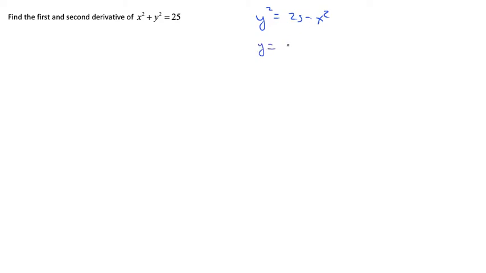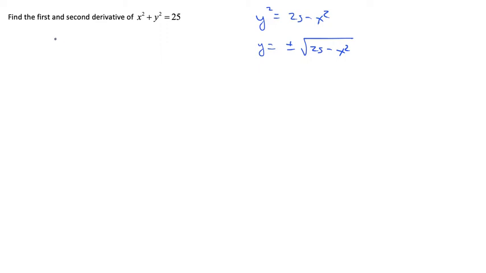So y is the plus or minus square root of 25 minus x squared. So yeah, we don't want to do that. We'll just use implicit differentiation. So remember, with implicit differentiation, whenever we take the derivative with respect to y, we need to multiply that by dy/dx, because it's also combined with the chain rule. We're assuming that y is a function of x.